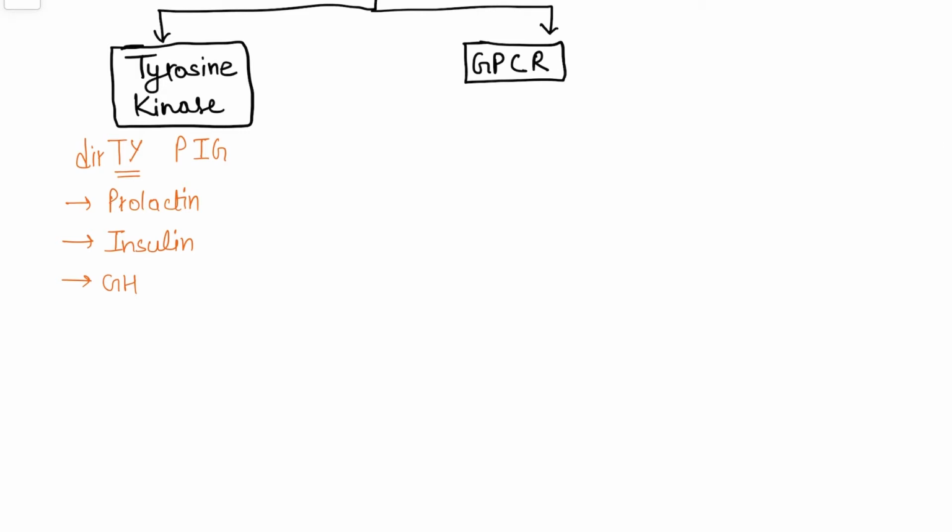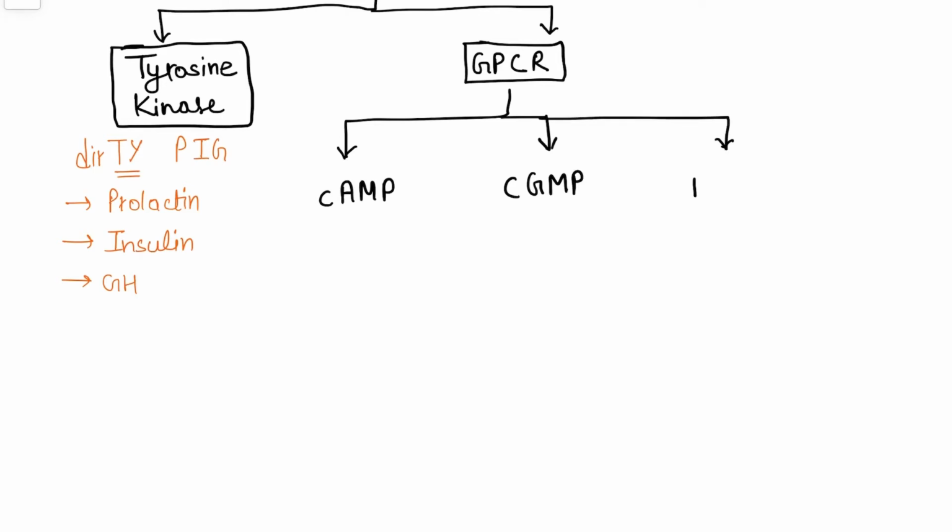Now let's talk about G protein coupled receptor. G protein coupled receptors have different units inside the cell membrane, so we will write them separately. One is cyclic AMP, one is cyclic GMP, one is IP3 or DAG.